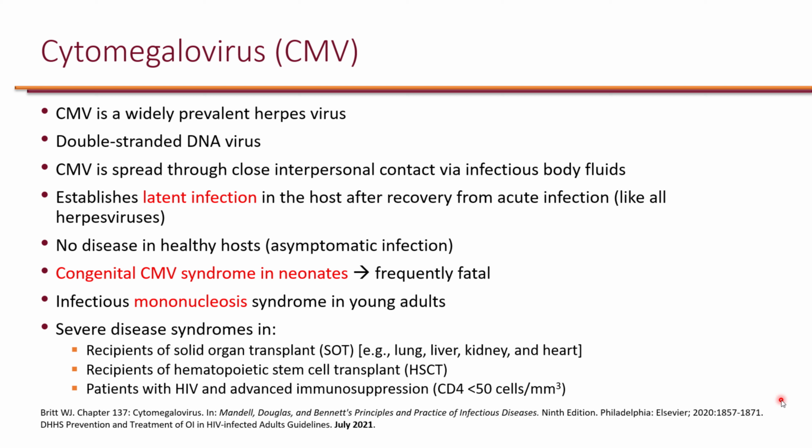Now, it does cause congenital CMV syndrome in neonates, which could be fatal for neonates, and it can cause infectious mononucleosis in young adults, essentially manifesting as fever, malaise, and myalgias. Now, the real problem is when we go from CMV infection to CMV disease. So, severe disease syndrome occurs in immunocompromised individuals, and that includes recipients of solid organ transplants. So, solid organ includes the lung, liver, kidney, and heart, as well as recipients of hematopoietic stem cell transplant, and patients with HIV and advanced immunosuppression. Specifically, a CD4 count of less than 50 puts these individuals at risk of severe CMV disease.